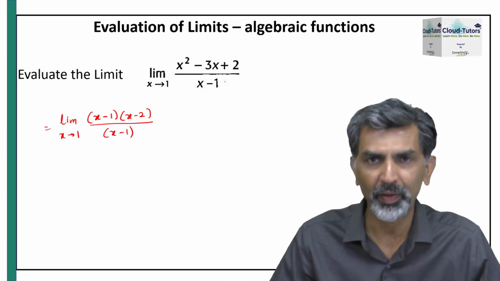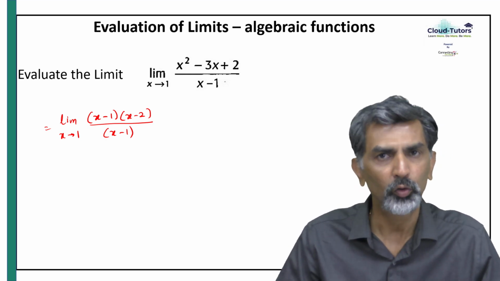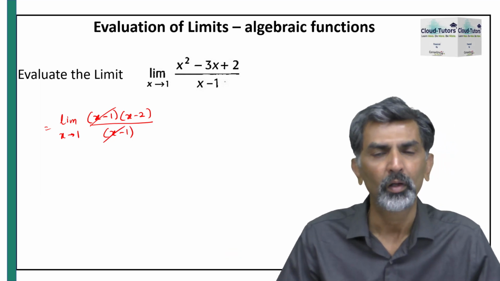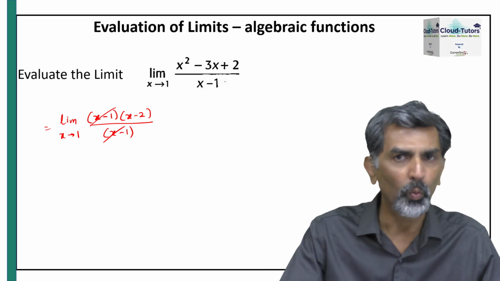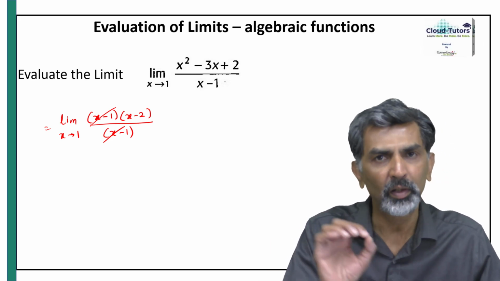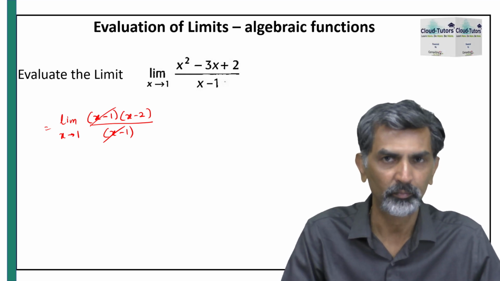All I did was factorize the quadratic expression which is in the numerator, and now I can cancel this. Now it looks like a very simple and obvious step to cancel the two terms, one in the numerator and one in the denominator, x minus 1. But there is a concept that you should appreciate here.